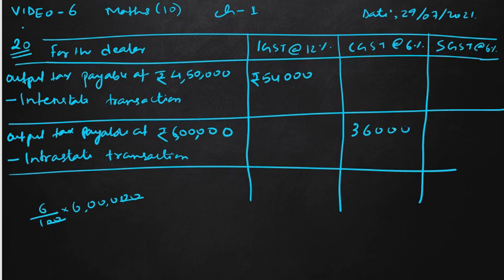1 tens, 100, 1,000, 10,000. So rupees 36,000. And again SGST will also be 6%. So 6% of 6 lakh will again be 36,000. Fine.